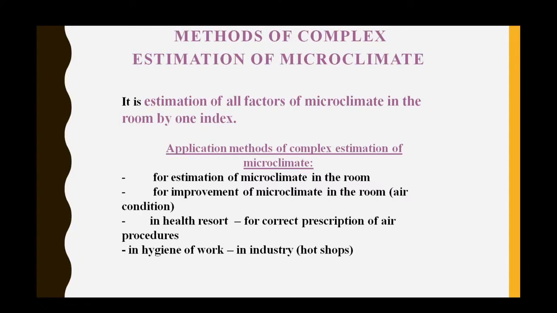Now we should discuss methods of complex estimation of microclimate. Different from usual measuring of microclimate by one parameter, by one index, we can estimate all factors of microclimate together. Thus, we estimate microclimate as a whole by one index. These methods are used for estimation of microclimate in the room, for improvement of microclimate in the room. Air conditioning was founded on one of these methods.